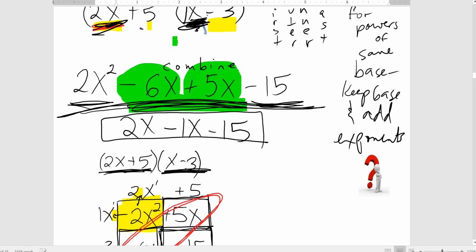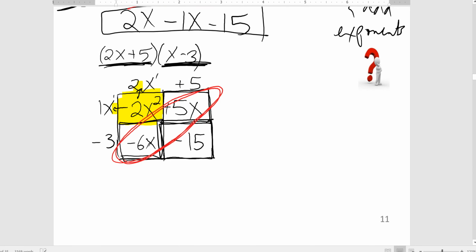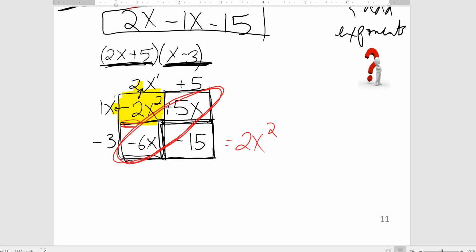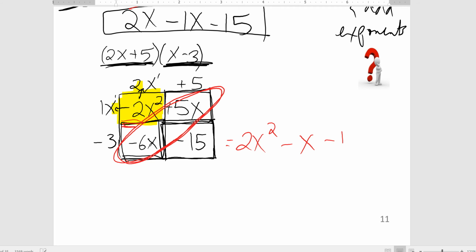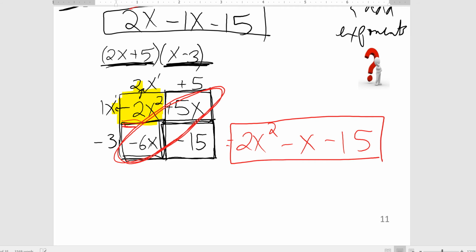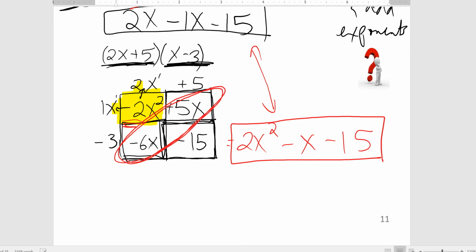And just like when you use distributive property, those like terms will generally be right here in the middle, second and third term. When you use this box method, your like terms will be on a diagonal, right? So that first term, the 2x squared, has nothing to combine with. These terms on the diagonal, negative 6x plus 5x is negative 1x. And then that last term, negative 15, has nothing to combine with. And you'll notice we get the same answer no matter which method we use to multiply the two binomials.